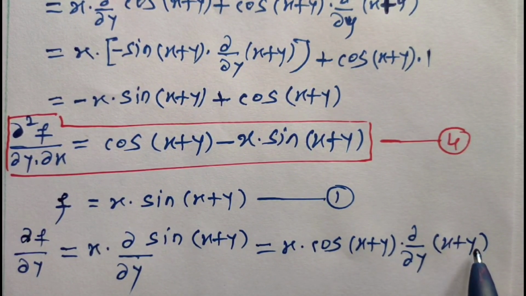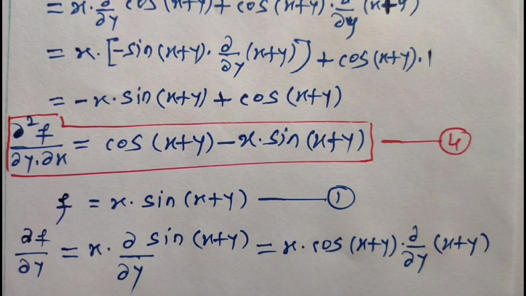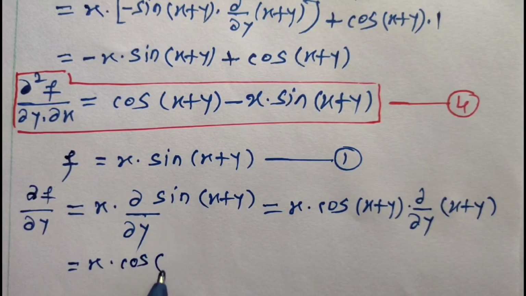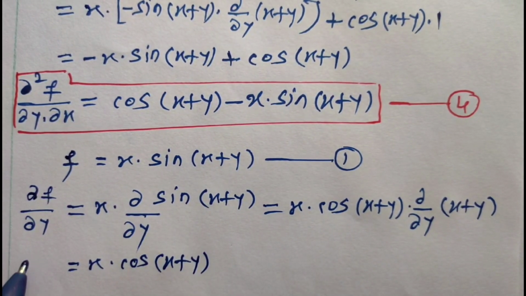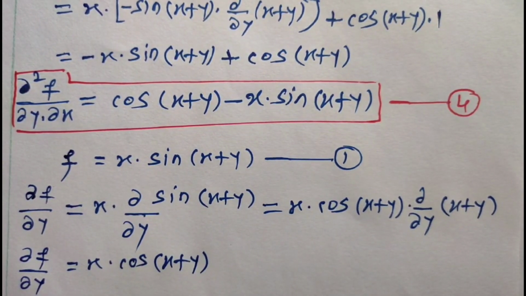Its derivative with respect to y will be 1. So 1 plus 0 is 1. Hence this is equal to x into cos of (x plus y). This is the partial derivative of f with respect to y. Consider this as result number 5.